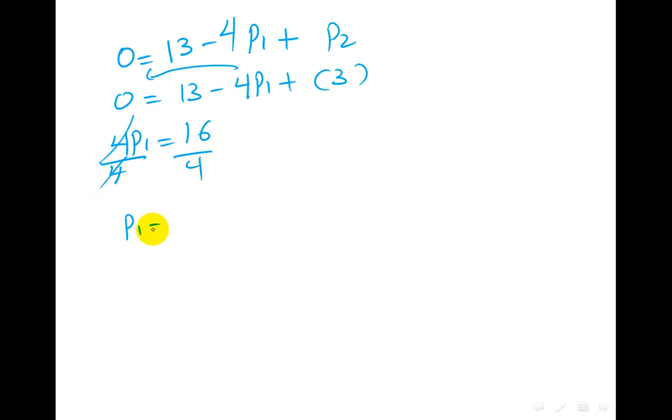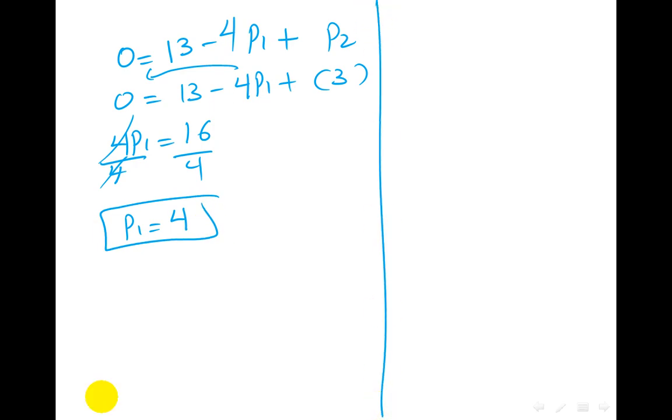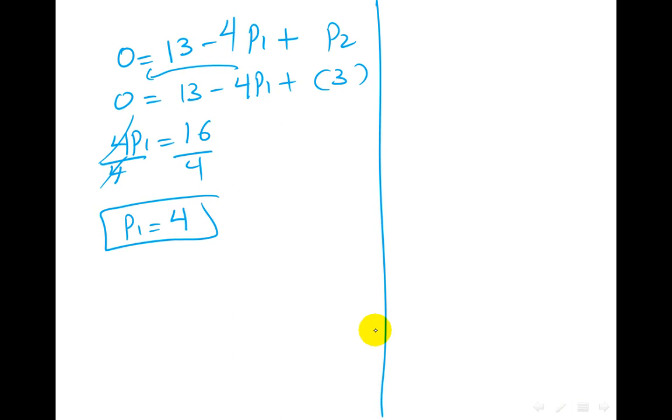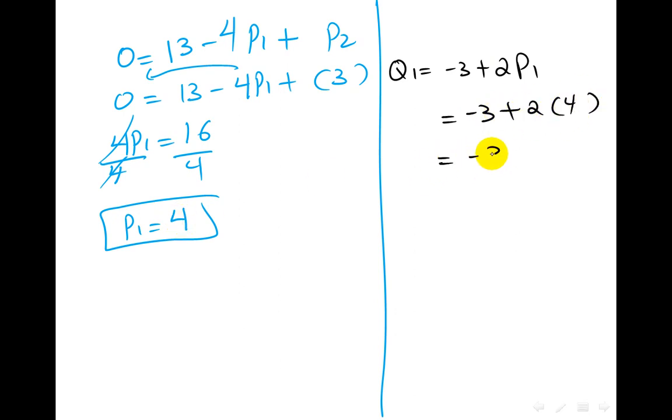So p1 will be how much? 4. So price number 1 is 4. Now you're supposed to find the values of q1 and q2. You can substitute in any equation you want. Let's take q1 equal minus 3 plus 2p1, which is 4, minus 3 plus 8, so q1 equal 5.